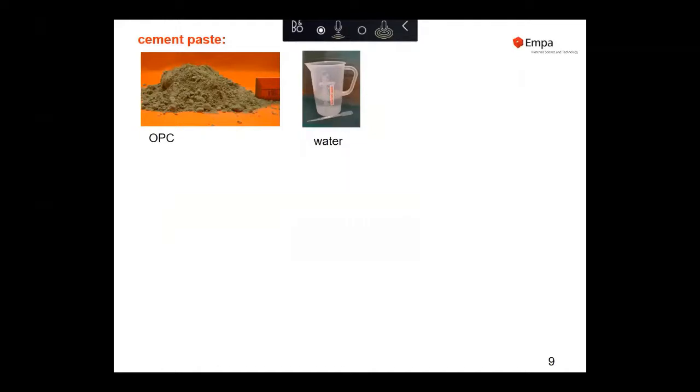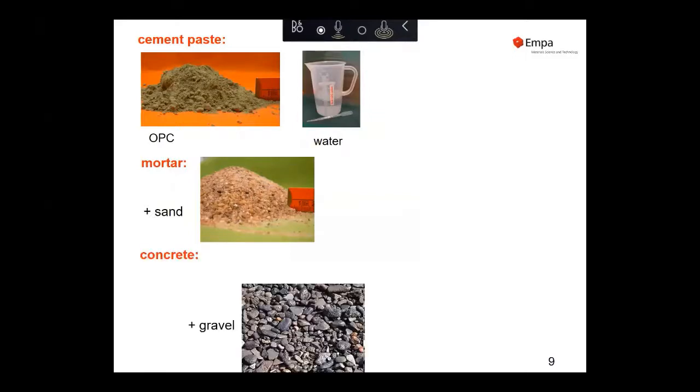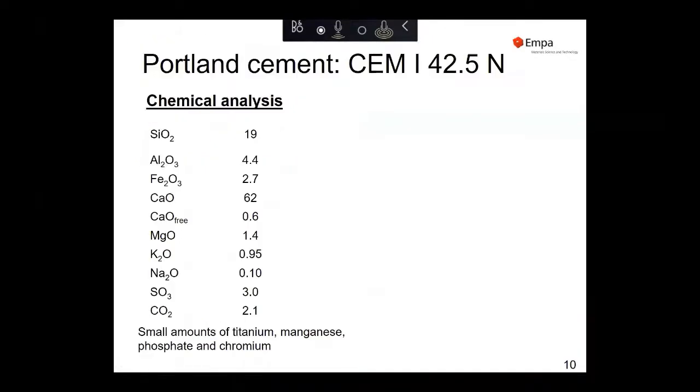And now some very simple general things about cement. When we have a cement paste, as I just explained, it consists of clinker and gypsum or anhydrite. We add water, we get cement paste. If we add sand, we get mortar. If we add gravel, we get concrete. And if it then hardens, we can look at it and we get a nice picture like down here, which is a polished section of concrete.